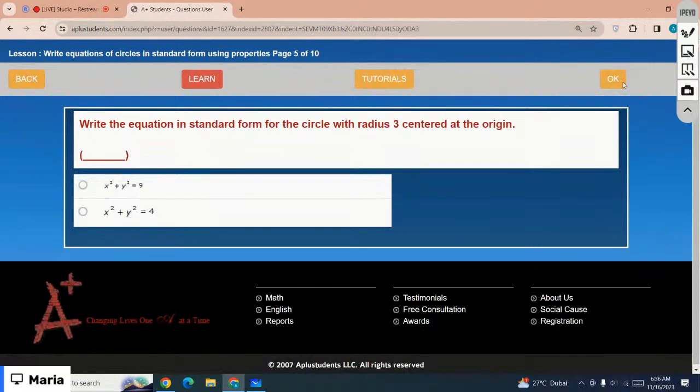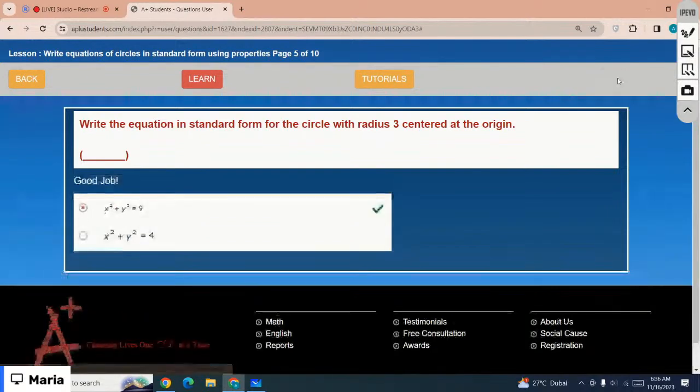Write the equation in standard form for the circle with radius 3 centered at the origin. So which is the correct option? Yes, the correct option is x squared plus y squared equals 9. Option number 1 is the correct option.